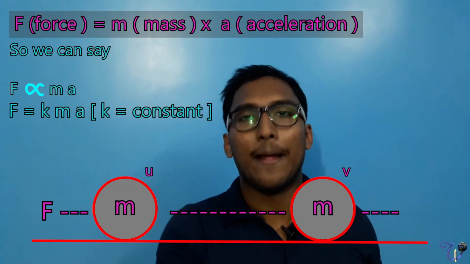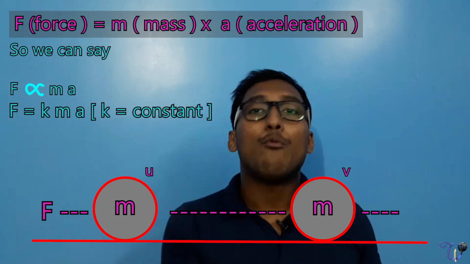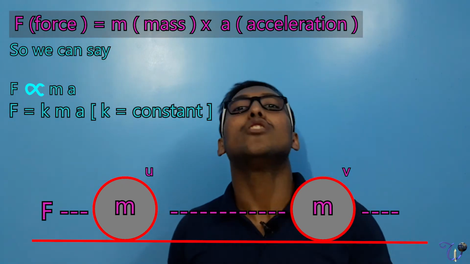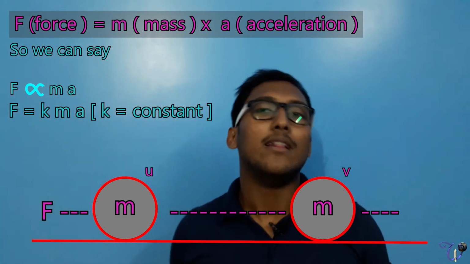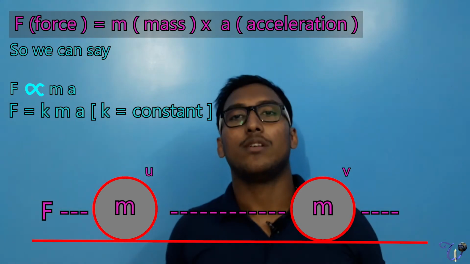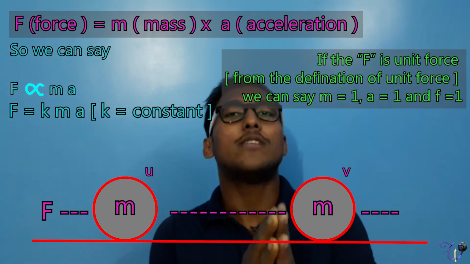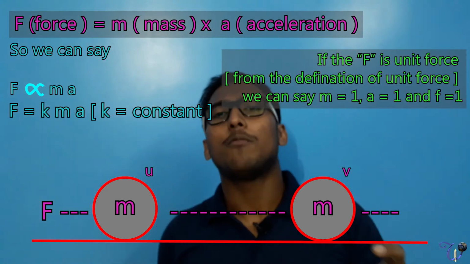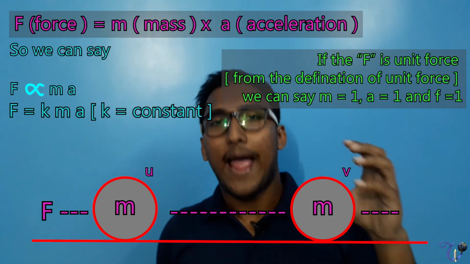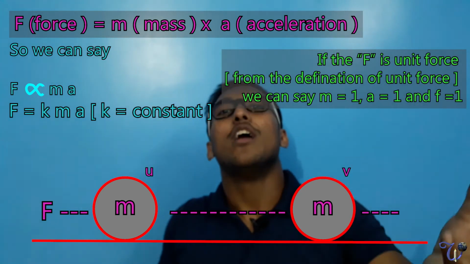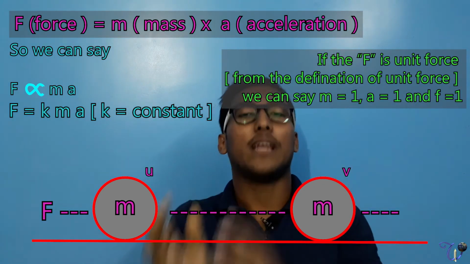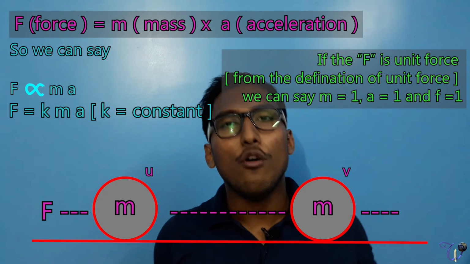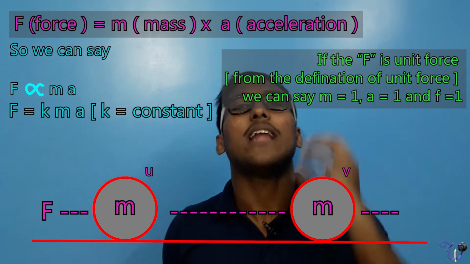Now we have to determine the value of K. For determining the value of K, we just consider the definition of unit force. You will get to know in the next module what unit force is. So unit force means 1 Newton, or you can consider 1 dyne, whatever it is. If the mass of the particle is 1, or unit, and to generate unit acceleration, that means 1 meter per second square, the force needed or given to the body is called unit force.